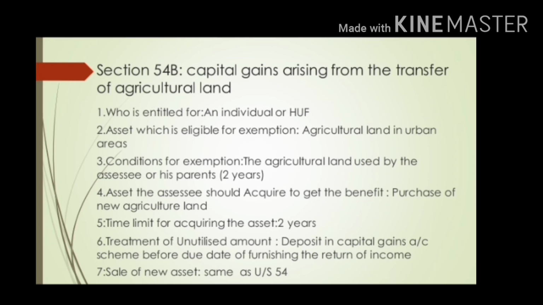And the sale of the new asset is the same as under section 54. That means if the new agricultural land purchased is transferred within a period of 3 years of its purchase, the exemption that was given will be withdrawn. The old exempted capital gains and the new capital gain arising on the transfer of the new agricultural land shall be treated as short-term capital gain and is also chargeable to tax as the income of the previous year.